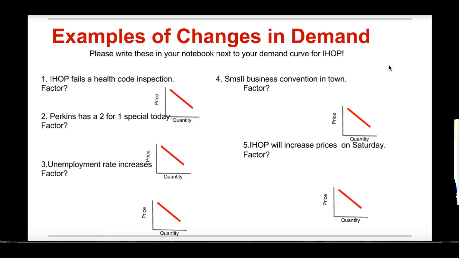Write these 5 sentences, but leave space in between each one, because for each one I want you to tell me which factor from that chart that you just finished (income, taste, substitutes, complements, expectations, market size) is being used in each of these sentences to cause the demand curve for IHOP to change. And I want you to draw what happens to the graph. So draw if it's a right shift or a left shift in demand.